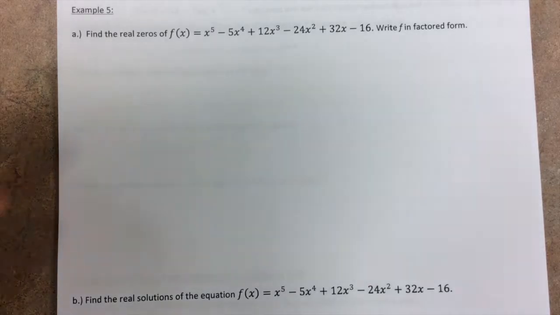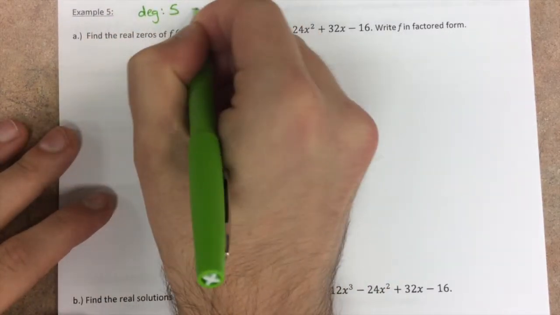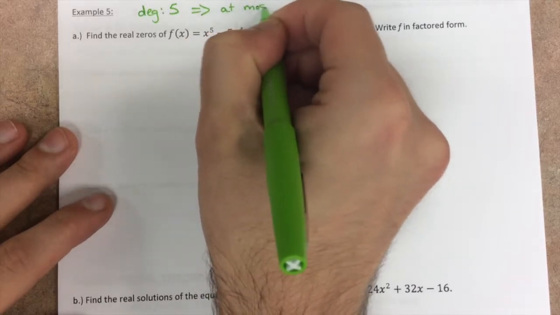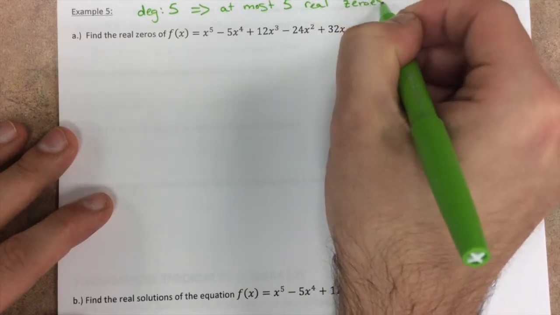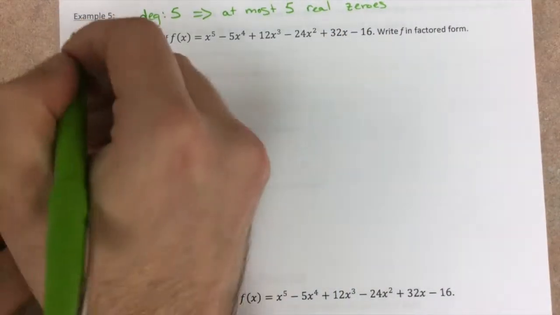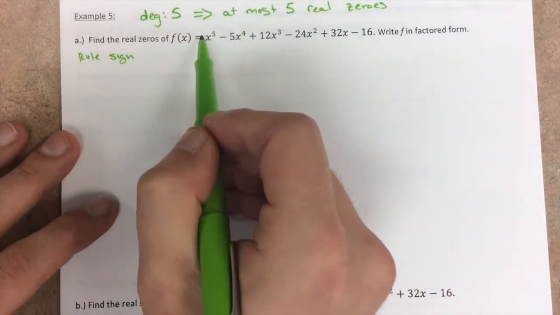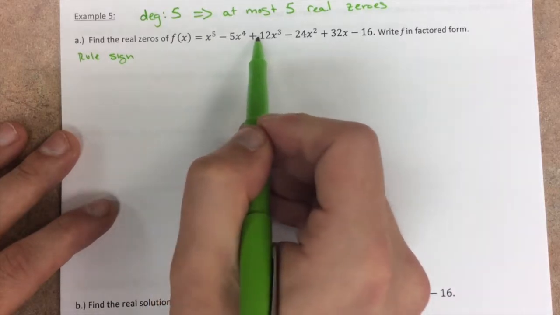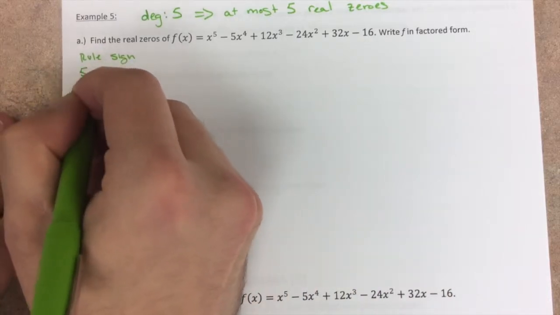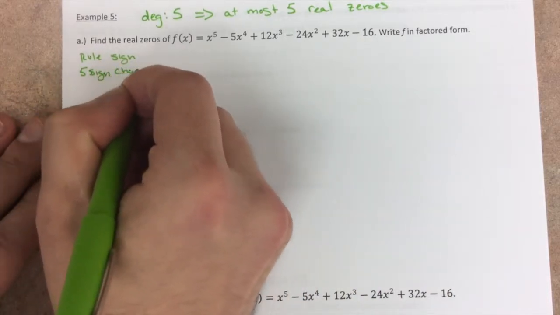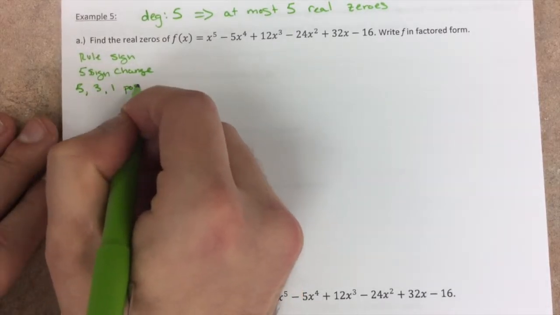So we look at the degree. The degree here is 5, which means we have at most 5 real zeros. We're going to do Descartes' rule of signs, so rule of signs to check how many positive, how many negative. So 1, 2, 3, 4, 5 sign changes. So 5 sign changes. That means we're going to have 5 or 3 or 1 positive zeros.